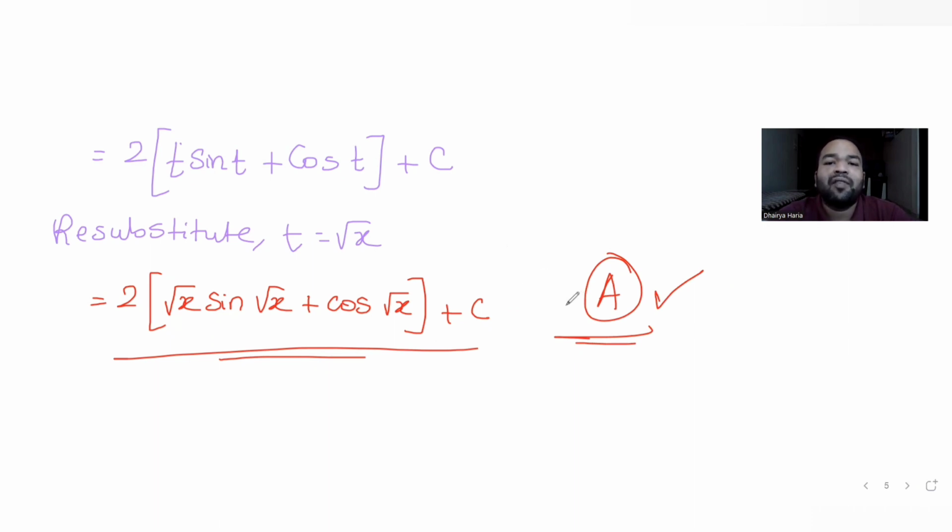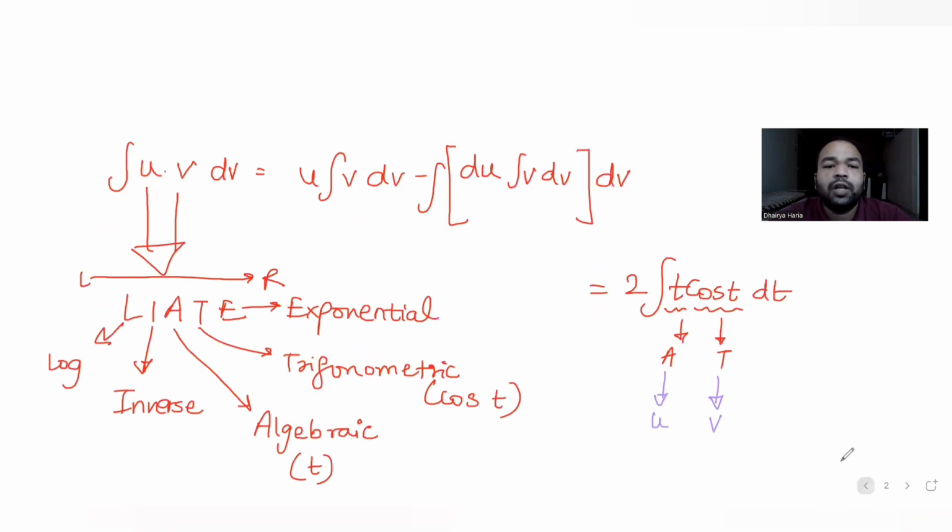I hope you have understood how to solve this type of question where you have a product of two functions involved. That was given by integral of u into v dv, and you select u and v according to the order LIATE, that is LIATE. I'll meet you again tomorrow with the next question.